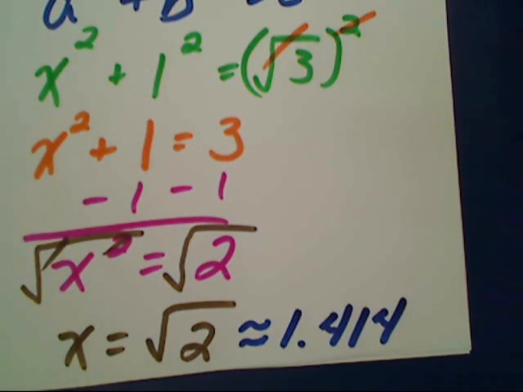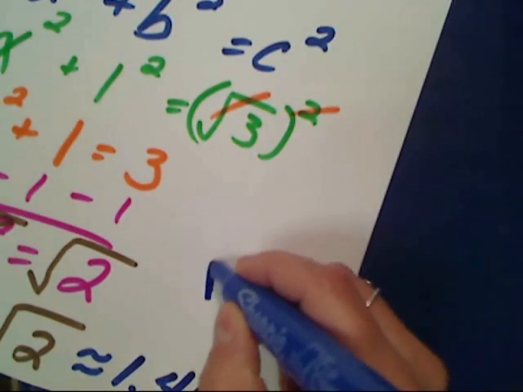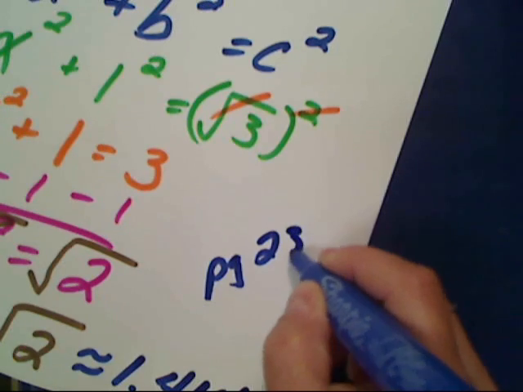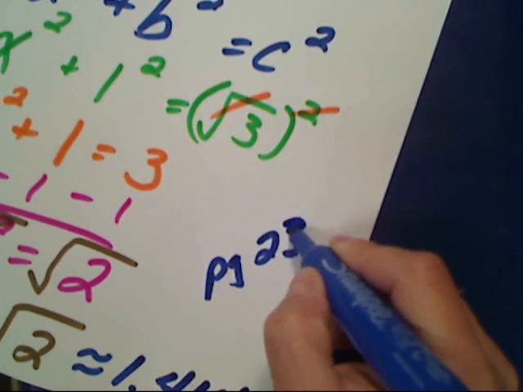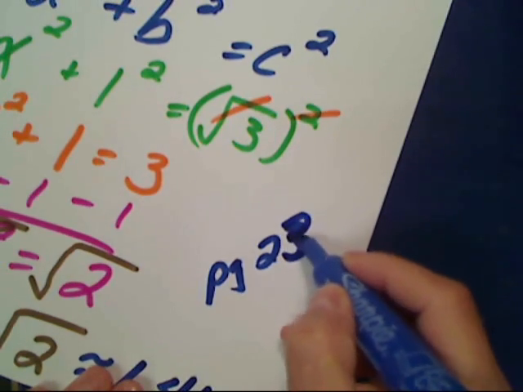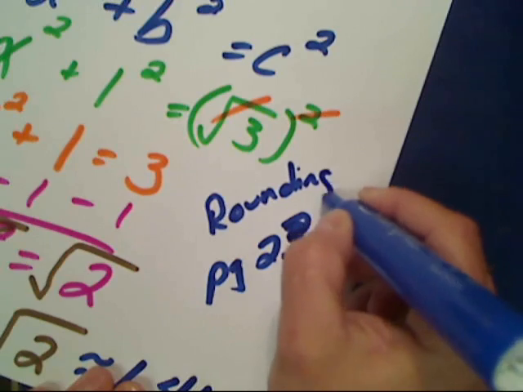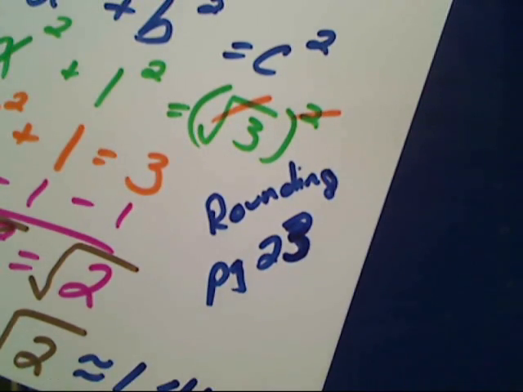If you're having issues with rounding, remember that I do believe it's page 23. Page 23 reviews rounding. Some of us are still getting that wrong. So go review rounding on page 23.